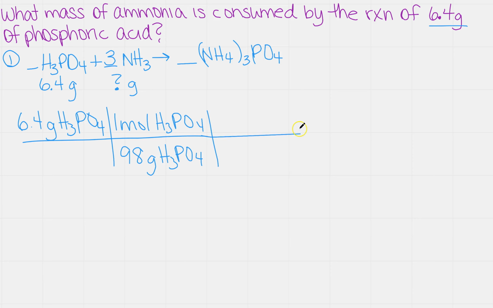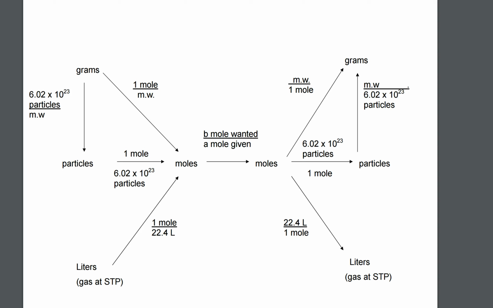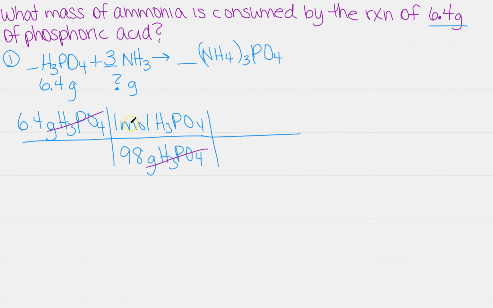Now, what I would do right here, just to make me feel happy, is notice that these grams and these grams look the same. So those cancel, and in doing that, now I have moles of H3PO4. And if I go back to the chart, I'm right here at moles. So now I need to do a mole-to-mole ratio. When I do that, I want to get rid of these moles, so I'm going to put that on the bottom.